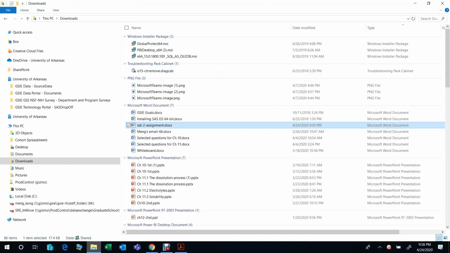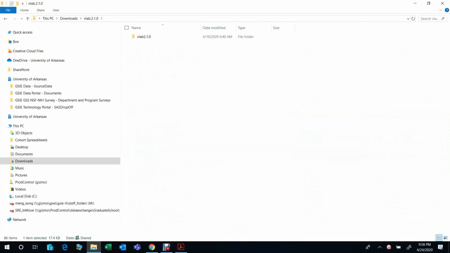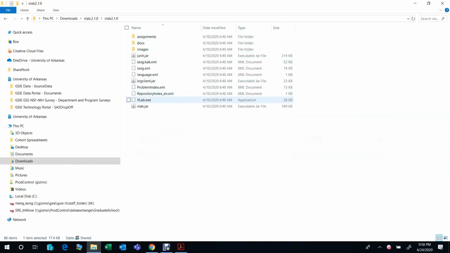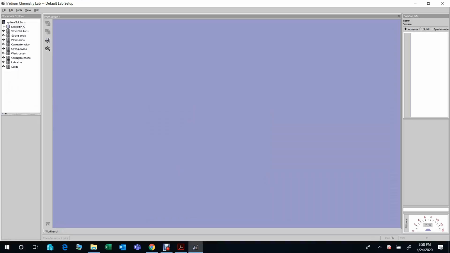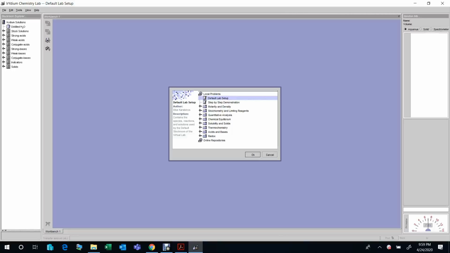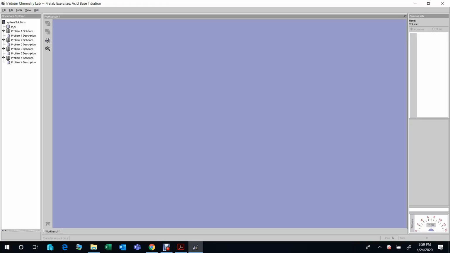Okay, so first we go to find this offline software, and then we click application. Okay, and now we're entering. Wait, let me see. Can we make it bigger? Oh, it seems that we cannot make it bigger. Okay, we can just use that. So we first need to load acid and base, and then the pre-lab exercises here. Now problem 1 solution. Okay, here's the solution.